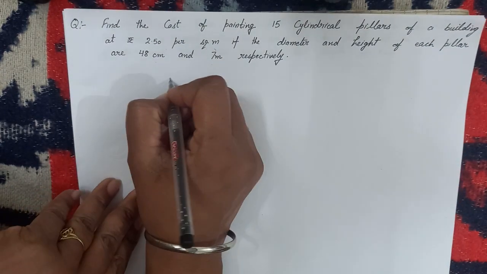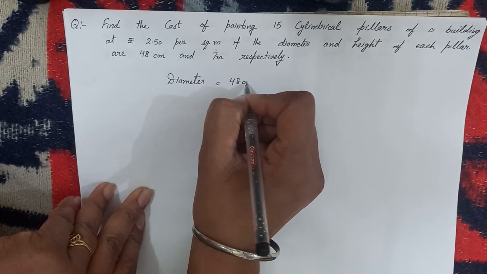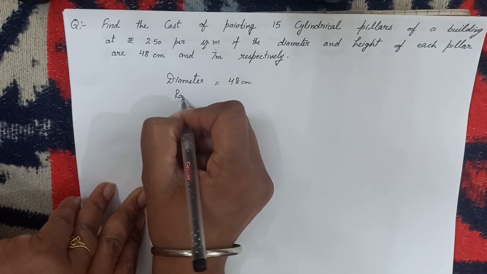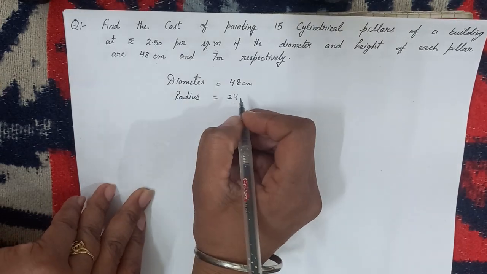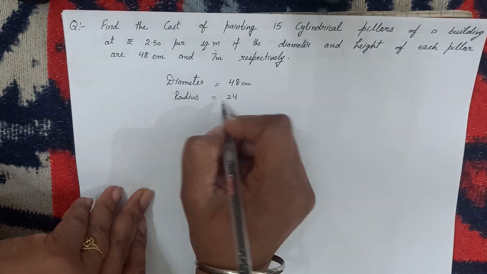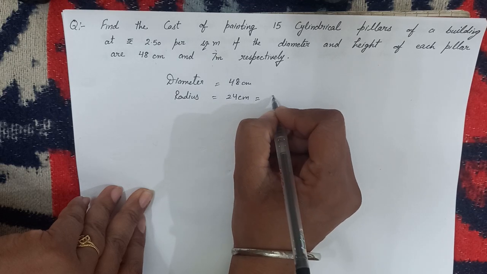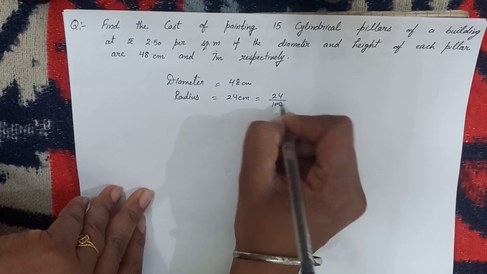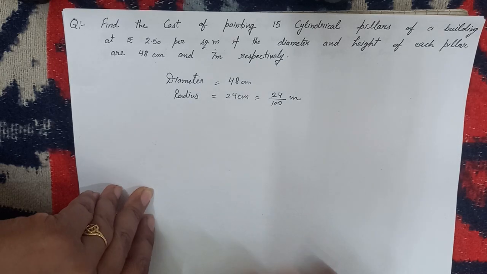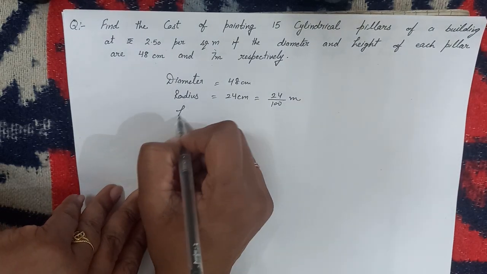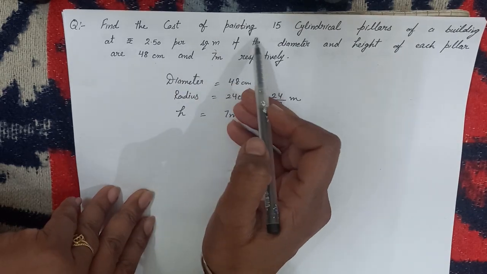The first thing given is the diameter, 48 centimeter. So the radius will be half of it, that's 24 centimeter, but we need it in meters, so we will write it as 24 by 100 meters, because 1 meter has 100 centimeters. And the height given is 7 meters. Now we have to find out the cost of painting.